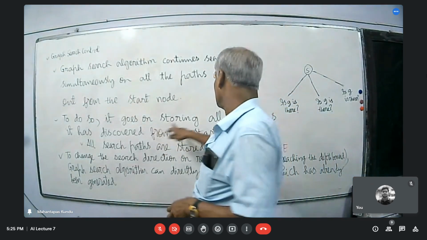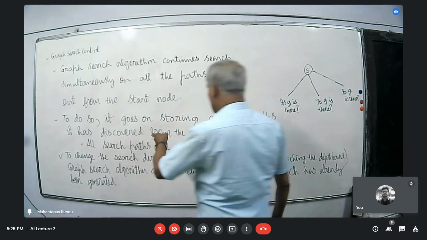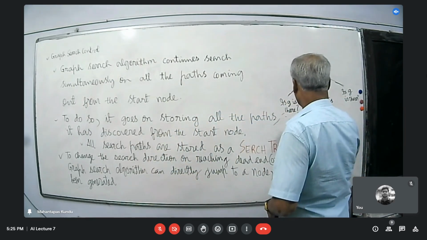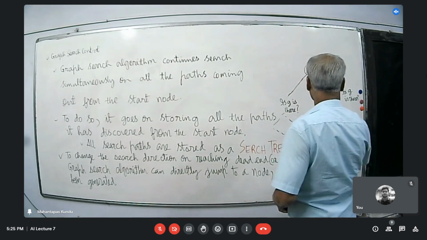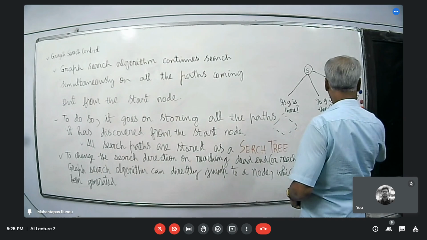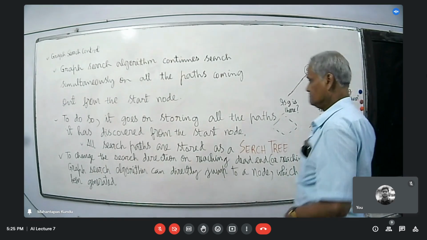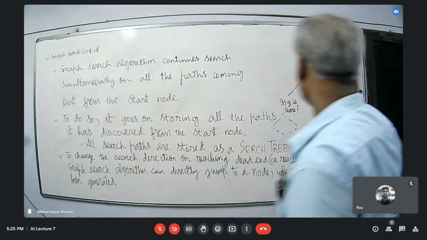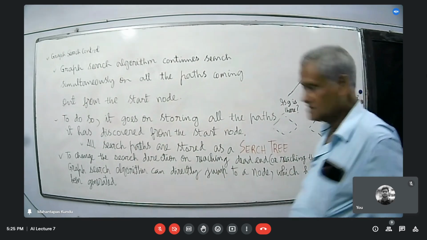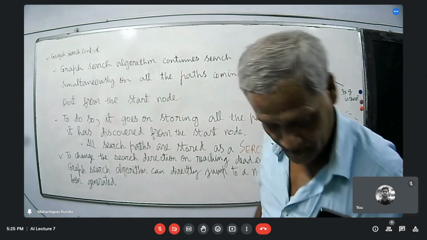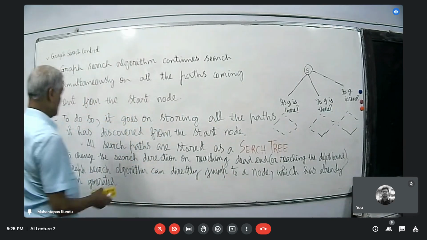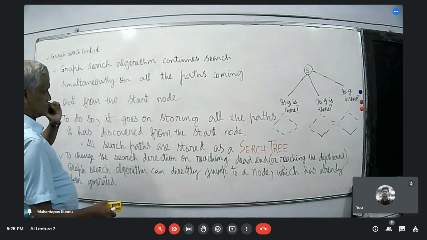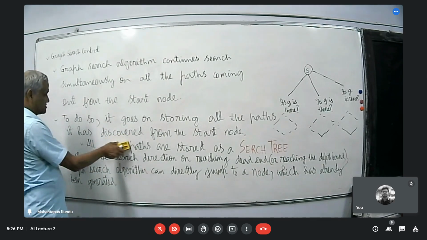So to do so, it goes on storing all the paths it has discovered from the start node, but not this part of the graph, which has not yet been discovered. Now all search paths are stored as a search tree.